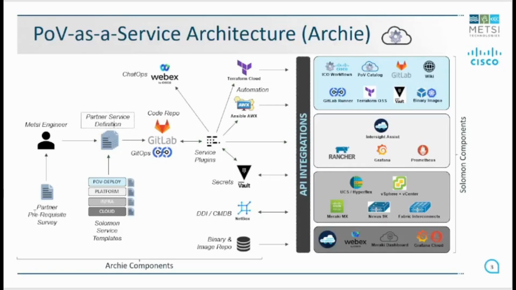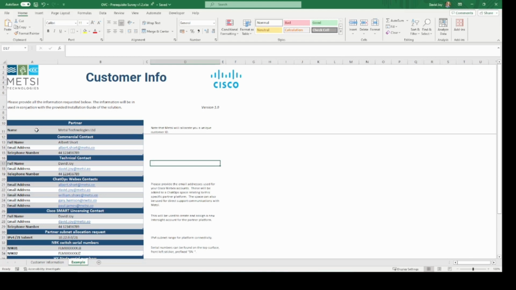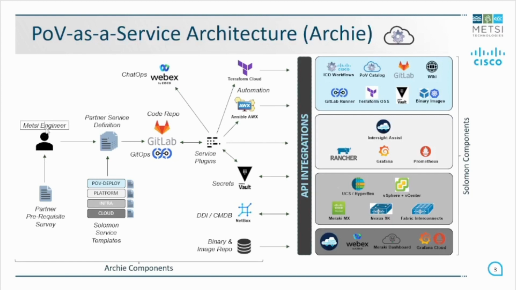So our journey begins with the partner prerequisite survey. Here is an example of that. It asks for some basic information such as the partner name, commercial contact, technical contact, and the list of ChatOps WebEx contacts. This gets passed back to our Mesi engineer, who then creates a partner service definition file. In this example, we're going to create the cloud layer.